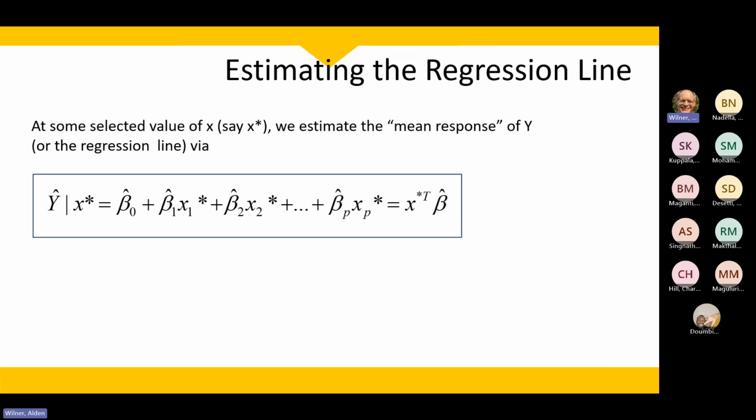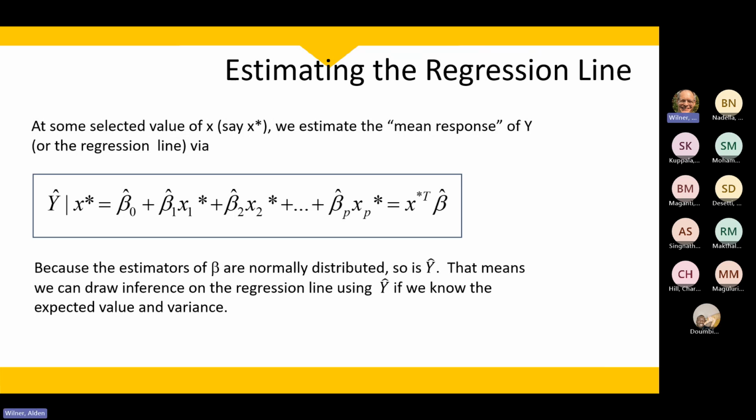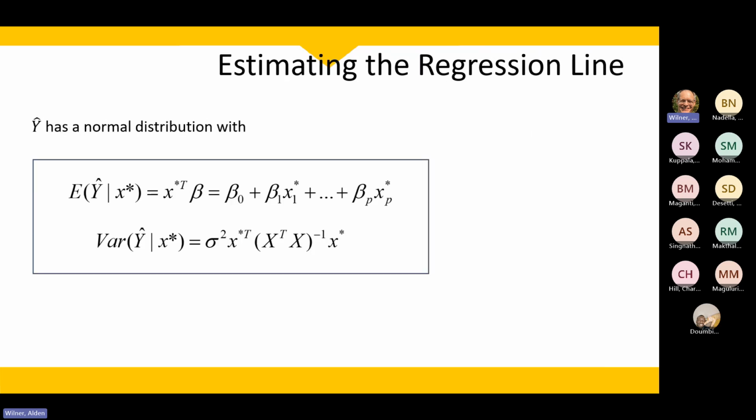So at some selected value of x, say x star, we'll go ahead and estimate the mean response of y via y given x star is beta 0 plus beta 1 x1 star plus beta 2 x2 star plus so on and so forth. So basically pick a particular observation in there, what would we expect the mean response of y to be at that location, right? These are normally distributed, so y hat is also normally distributed. That means we can draw an inference on the regression line if we know the expected value, which is given to us by our regression line itself, and the variance.